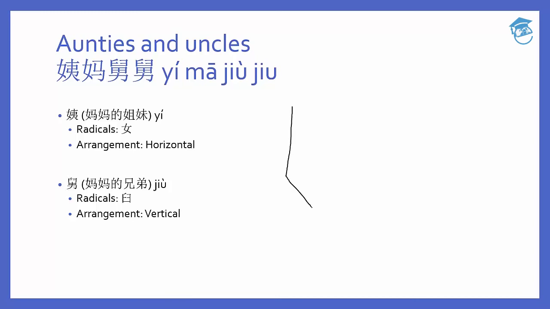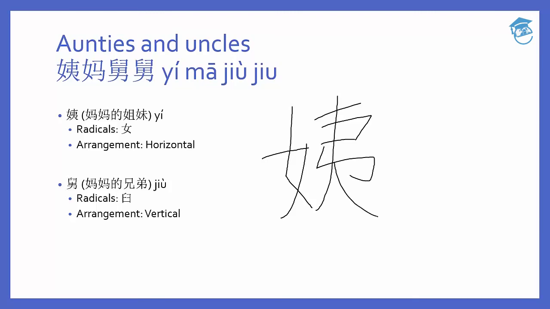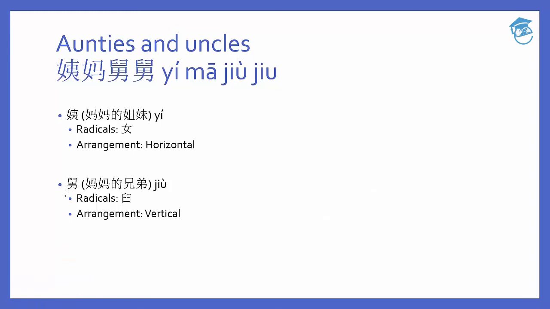1、2、3、4、5、6、7、8、9、10. 10 strokes for this word, 姨. The next one is 舅. 舅 is 妈妈的兄弟, so it's mother's brother. No matter if he's elder or younger than my mother, we still call them 舅舅.